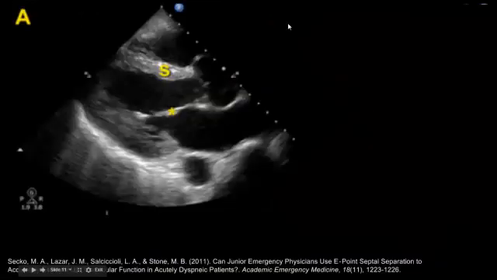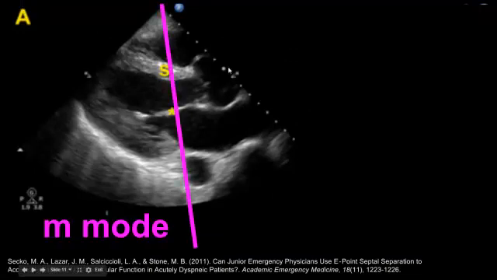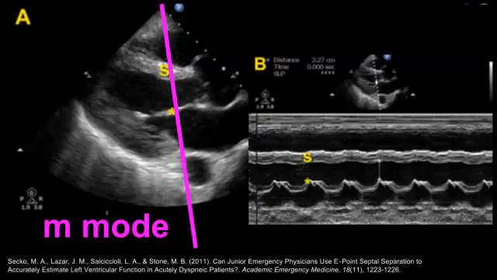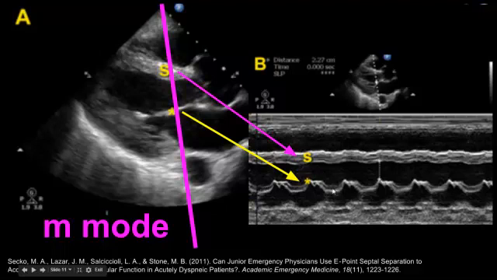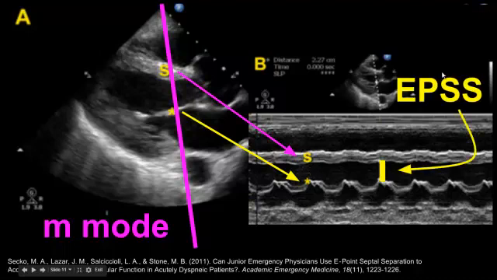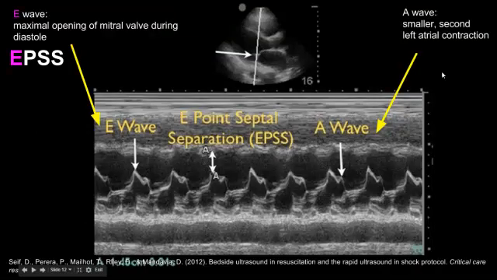So instead, what we're going to do is measure it in M mode. So here again is our septum, and there's the anterior leaflet of the mitral valve. We're going to throw our M mode line right across there, right where the mitral valve is moving. And this is what we should get once we're recording. And again, just to correlate, there's our septum, and there's the mitral valve. So this is the mitral valve moving along. And that distance between where the mitral valve is closest to the septum, that's where we're going to measure our EPSS.